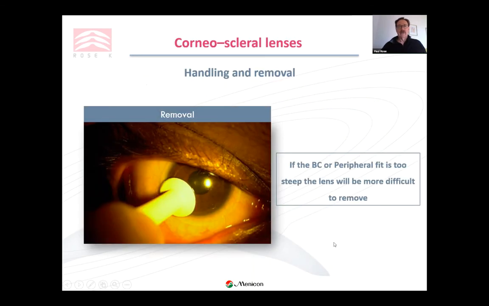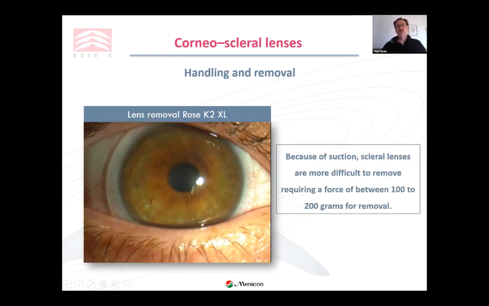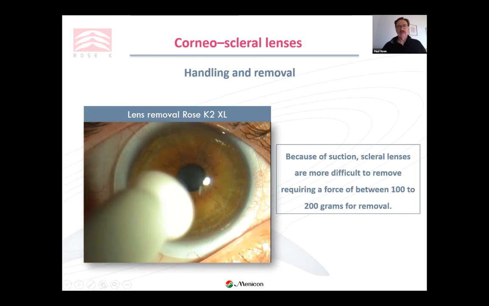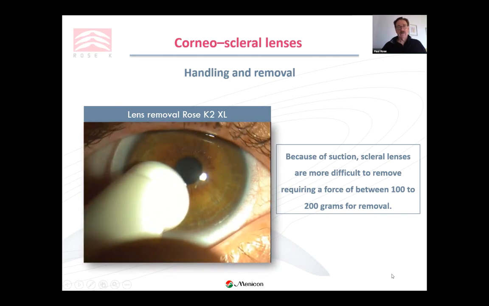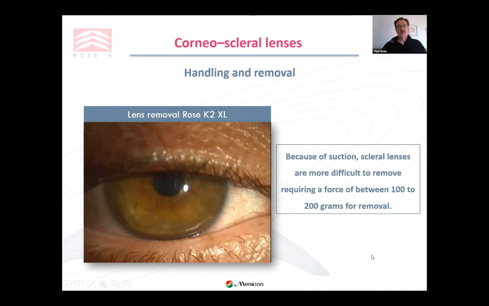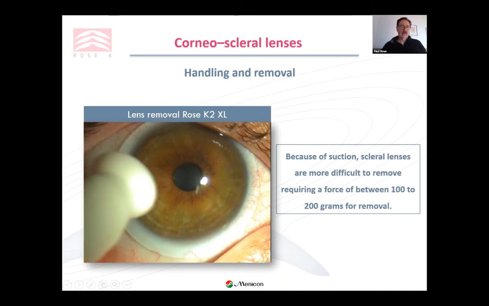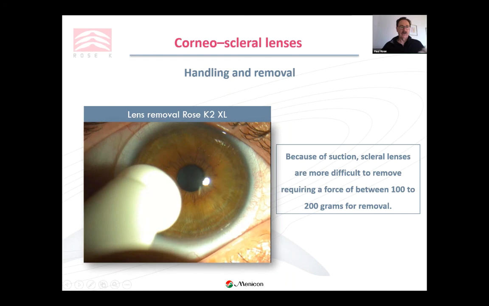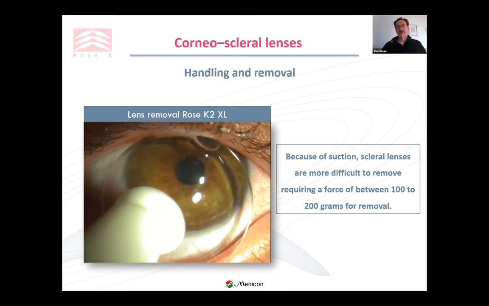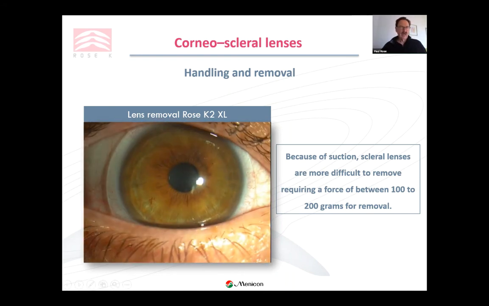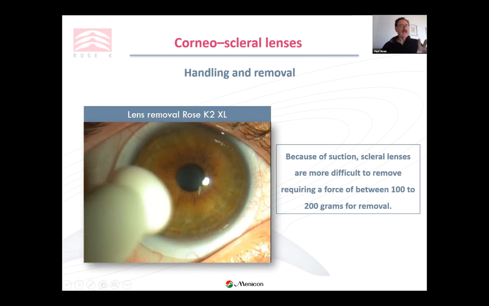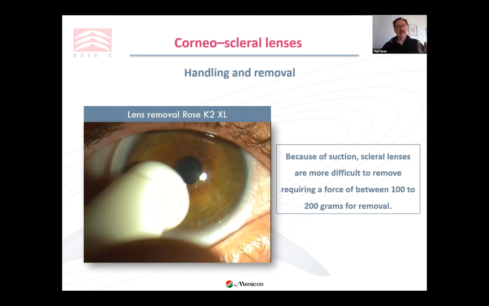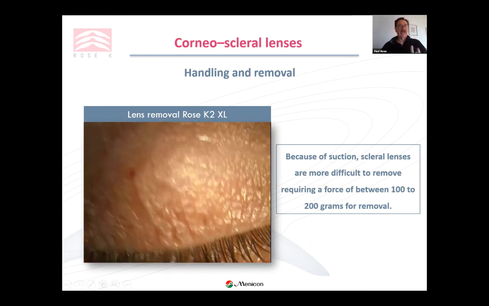Finally, handling and removal. Always put the plunger or the sucker on the edge of the lens, never centrally, otherwise it makes it impossible to remove. And with the correct fitting, it should come out quite easily. With scleral lenses, the amount of force required to remove the lens is significantly greater than it is with a corneal scleral lens. You can see how easy this is to remove here. Is that an issue? With scleral lenses we know they actually suck back on the eye and have quite a lot of suction. Is that an issue?